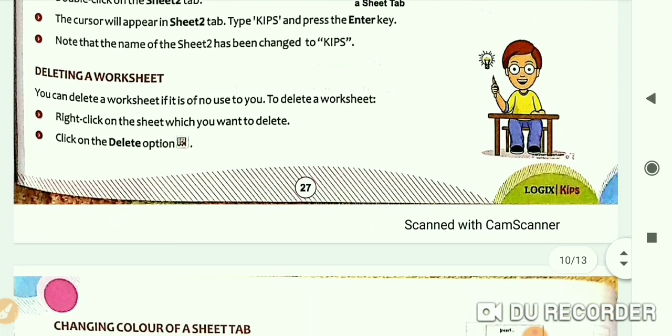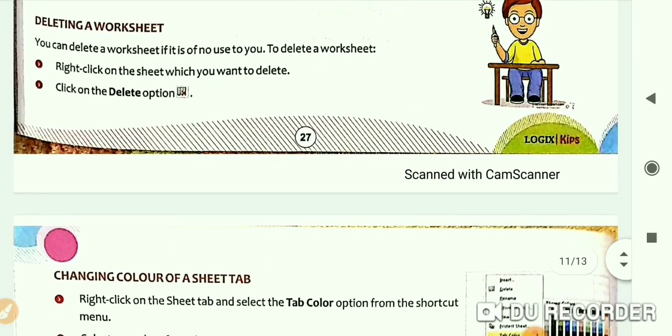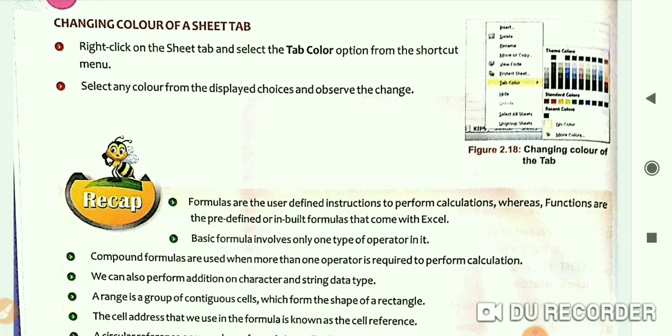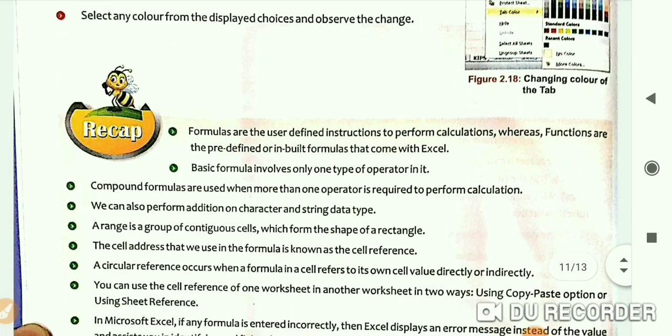In the same way, you can delete a worksheet. To delete any worksheet, just right click on the desired worksheet and click on the Delete option. The sheet will be deleted. Changing the color of a sheet tab. You can change the color of the sheet tab. To change the color, just right click on the sheet tab and click the Tab Color option from the shortcut menu. Select any color from the displayed choices and observe the change.